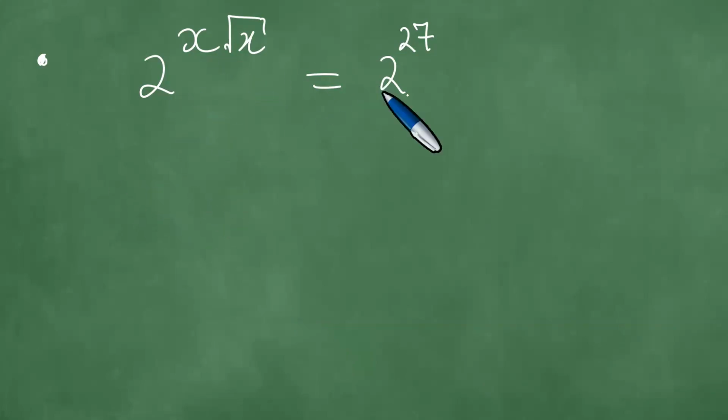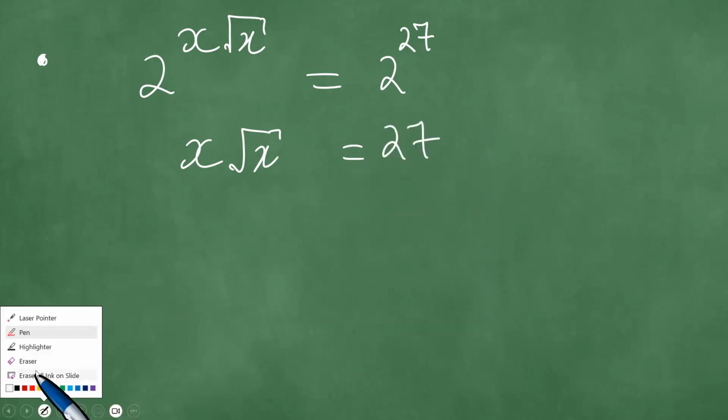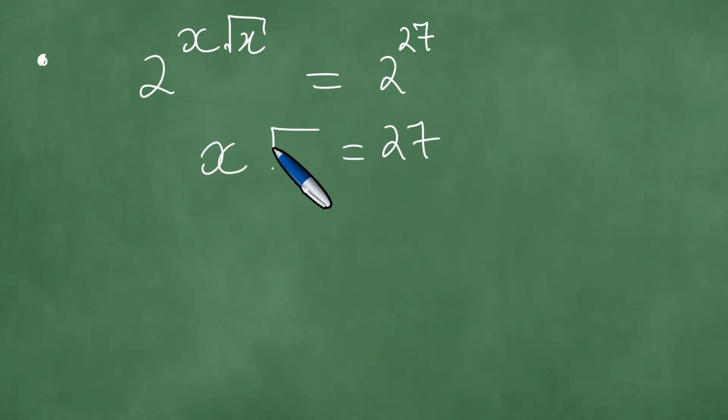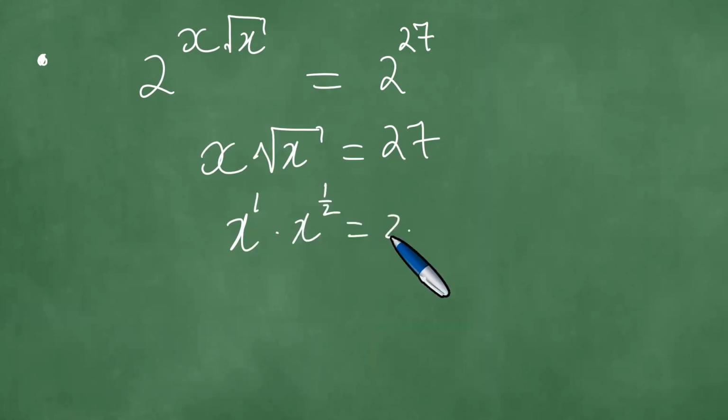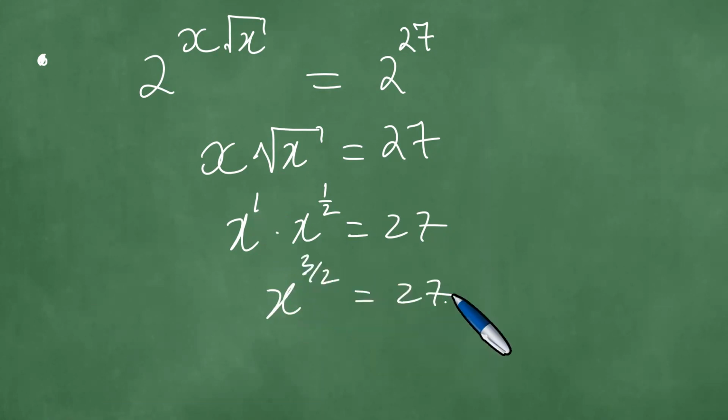First things first is to realize that the bases are the same. This is when we equate the exponents. The exponents we shall have x times the square root of x is equal to 27. Obviously, you need to write clearly that it is x times the root of x. Now this is x to the power 1 times x to the 1/2, which is 27. 1 plus 1/2 is 3 over 2, so x to the 3 over 2 equals 27.